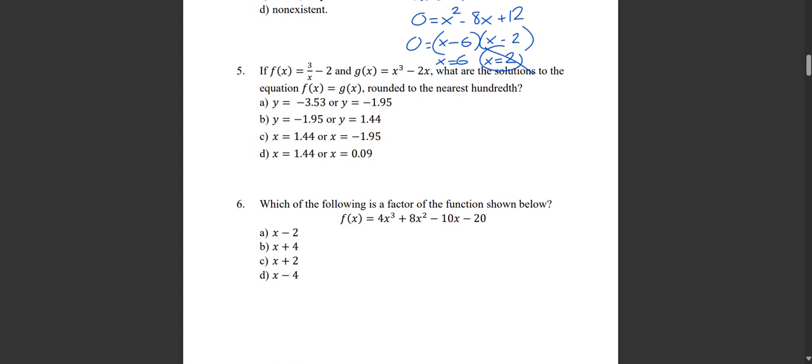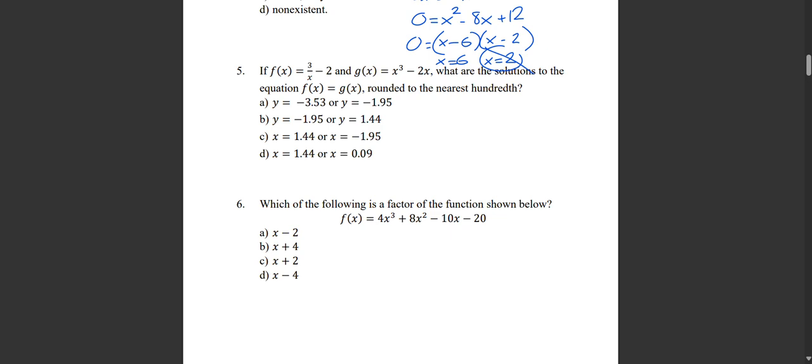Number 5, if f of x equals 3 over x minus 2 and g of x equals x cubed minus 2x, find the solutions to the equation f of x equals g of x rounded to the nearest hundredth. Okay, this might look like something we've never done before, but believe it or not, we've done all of the ideas here. Now, obviously, hopefully you realize this is not something we're going to do algebraically.